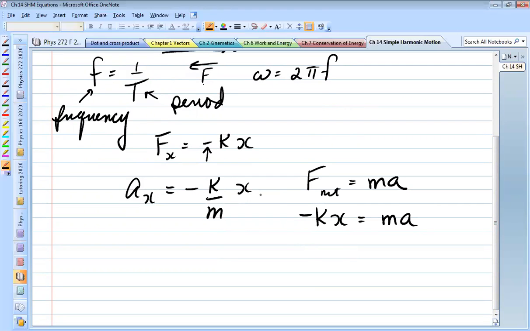Okay, so acceleration, the further it is from equilibrium, the bigger the force, the bigger the acceleration. That's why these guys are proportional to each other. And they're in opposite directions. Once again, you pull to the right, force is left. That's why there's a negative here.